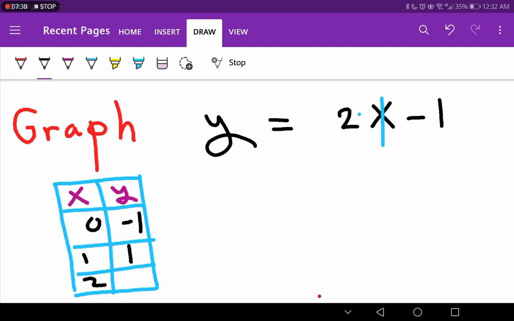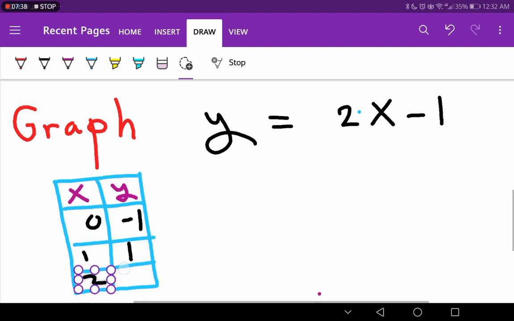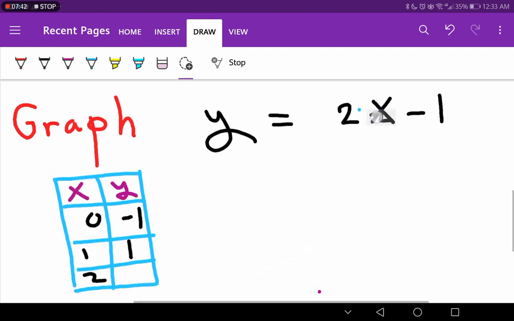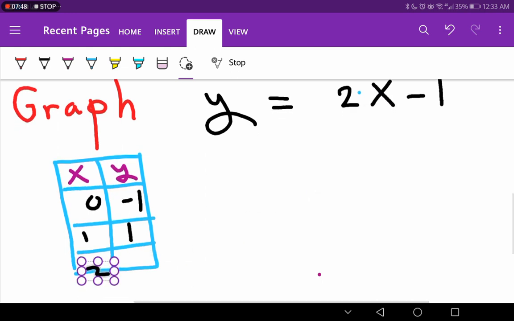The last step in the table here, I will take the 2 here. This one, I try to take it. Yes, it moved. Now I put it here, my dear student. 2 multiply 2 is 4, minus 1 equals 3. Are you happy with that? Me too.